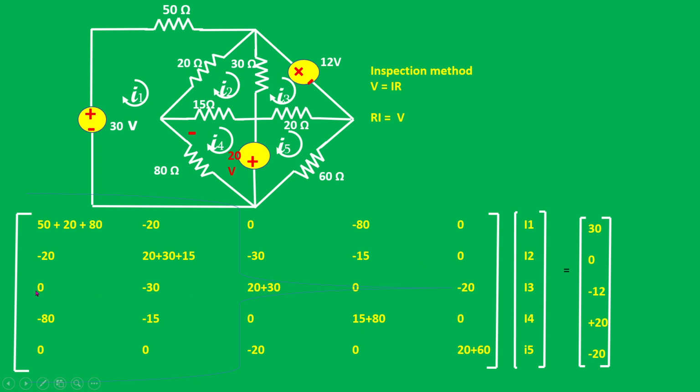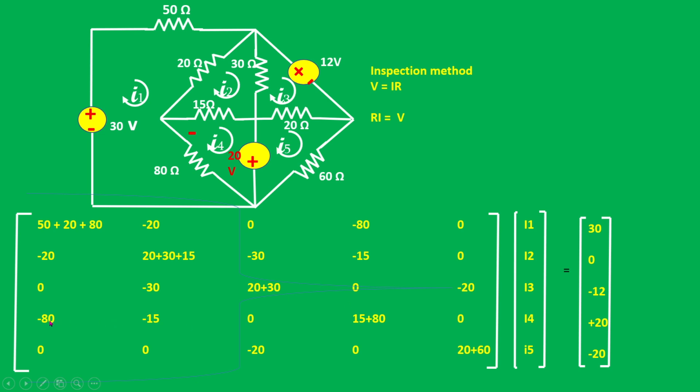Similarly, we can write for R31, 32, 33, 34 and 35. So for that, this 31 is nothing is common, so it is 0. 32, this 30 is common, so it is minus 30. Then 33, what are the values available? This 30 and the 20, so it is given here. Then 34, that is nothing is common between these two, so it is 0. Then this 20 ohm is common between this fifth loop and the third loop, so it is minus 20.